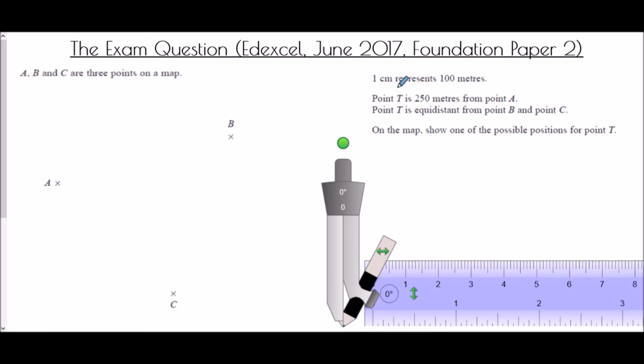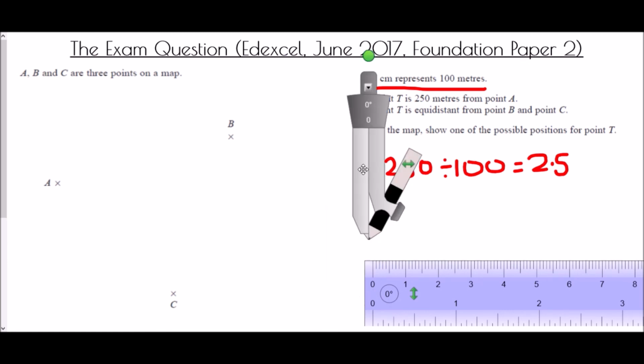So, first things first here, we must just notice here we have a scale. This means we're going to be needing to deal with a scale drawing in this situation. And that comes in here where point T is 250 metres from point A. 250 metres, if we are going to use our scale drawing, we're going to have to divide that by 100. And if we divide it by 100, it is 2.5. That is telling me that this first piece of information is to do with 2.5 centimetres.